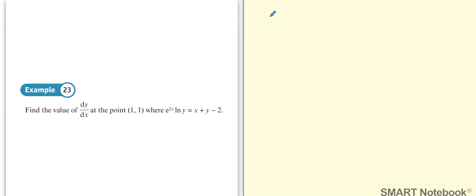So let's have a look. So I've got e to the 2x ln y equals x plus y minus 2. Now looking at this, we can see that it's difficult to make x or y the subject here. It's going to be pretty much impossible, right? And so this is an instance where you would use implicit differentiation. So how do we do that?